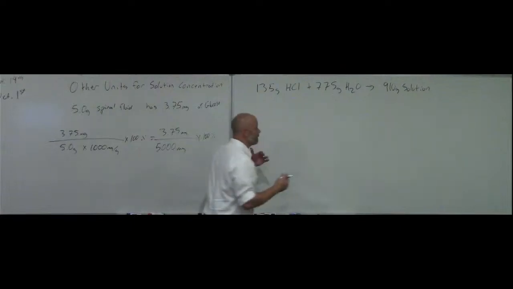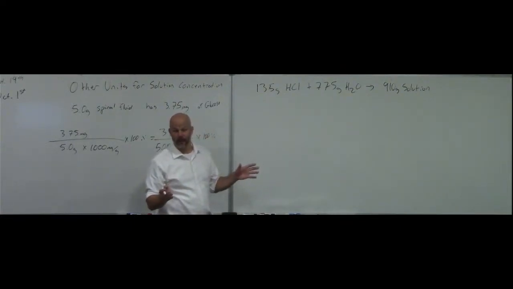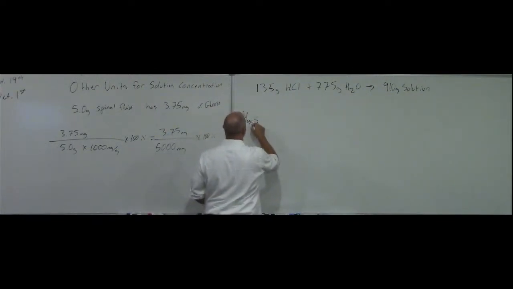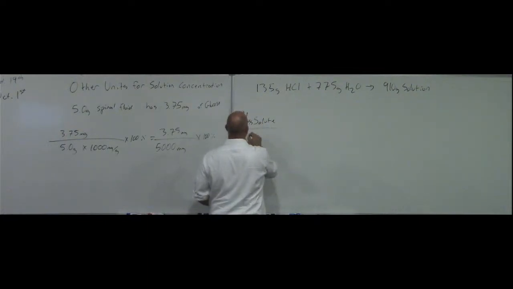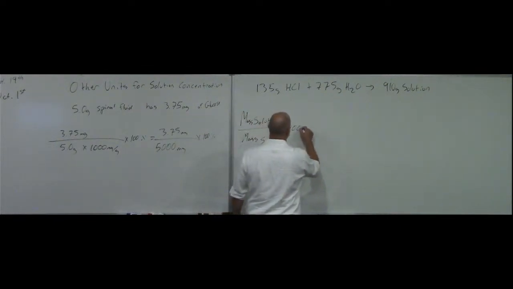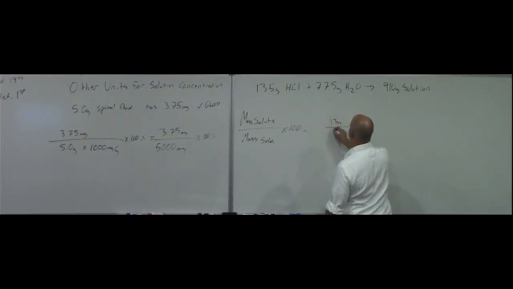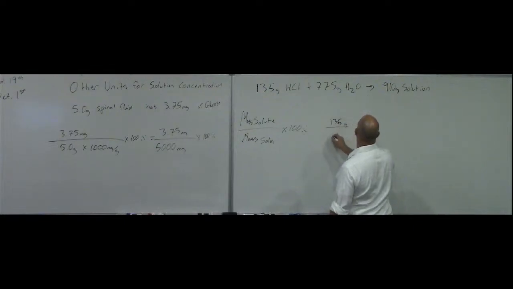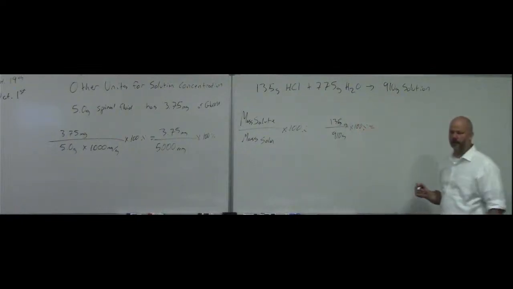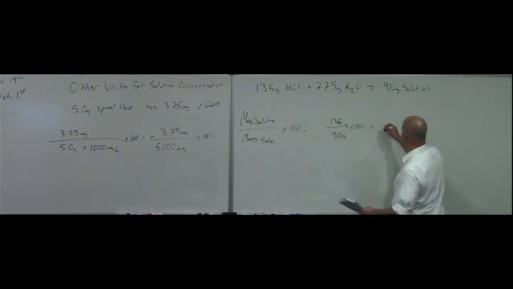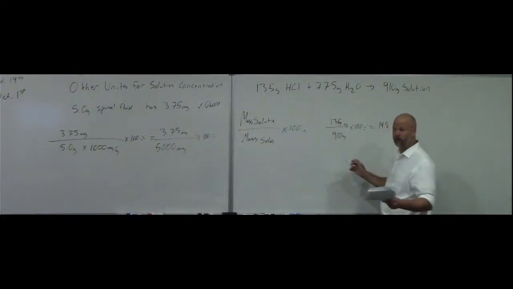Okay. So the question is, what percent mass is the hydrochloric acid, right? So how do I set this up? What's my formula? I don't want numbers, by the way. I just want a formula. Mass of solute over mass of solution, thank you, times 100%, right? So that's going to be 135 grams over 910 grams times 100%. And what do you get? 14.84.